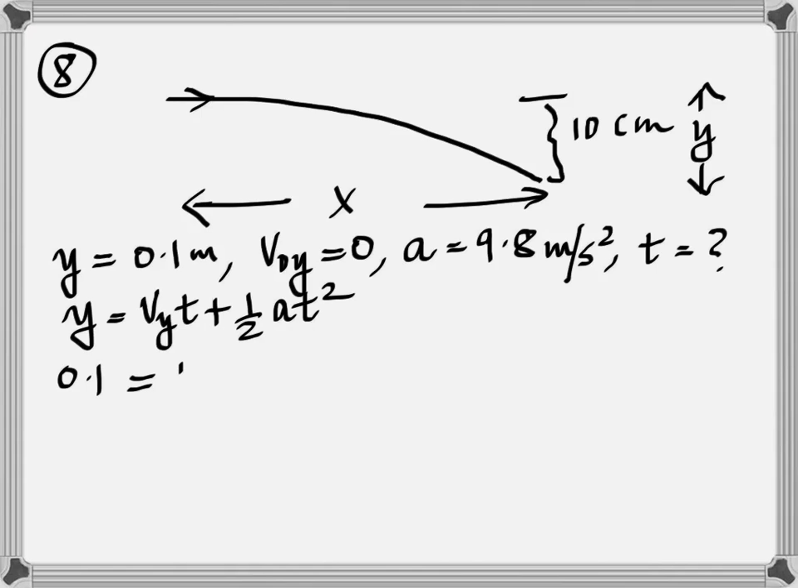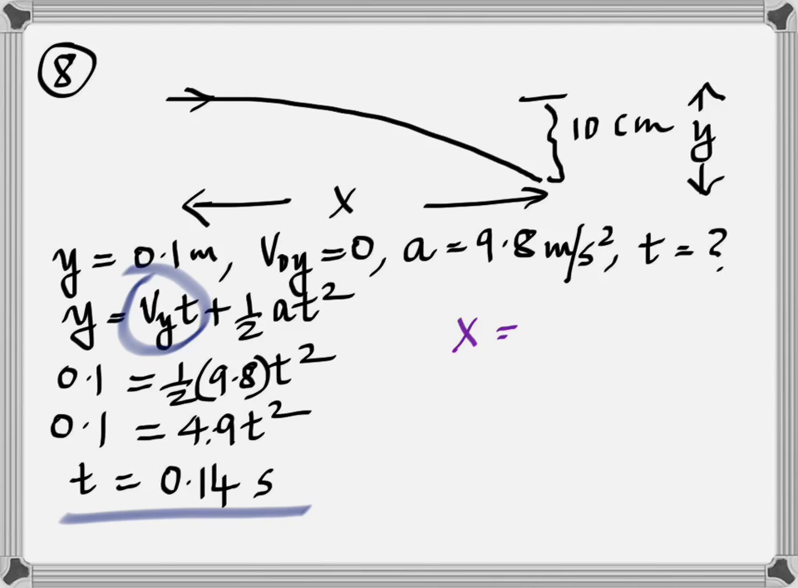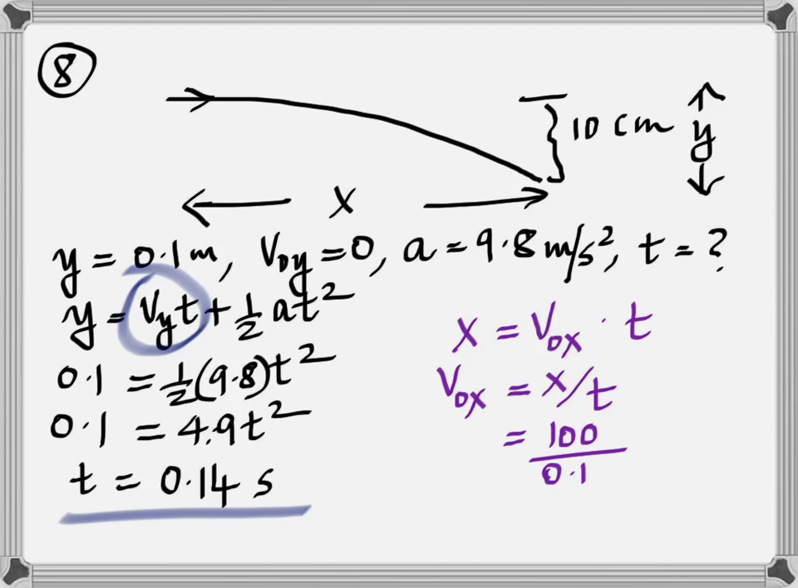The first term becomes 0, of course. And you get 4.9 t squared, and on solving that you get the time as 0.14 second. Now again, the horizontal displacement is velocity multiplied by time. It's constant, so you can find that horizontal velocity just by dividing the displacement with time. A 0.1 kilometer is 100 meter. 100 divided by 0.14 gives 700 meter per second.